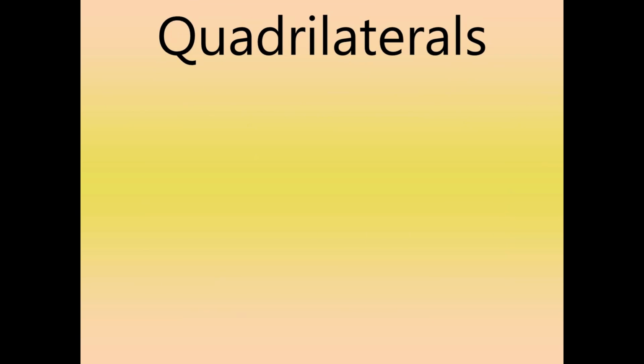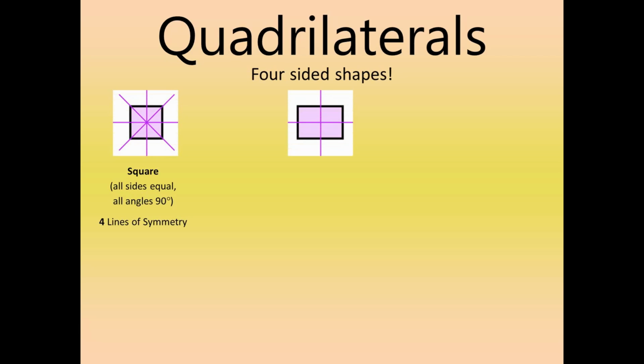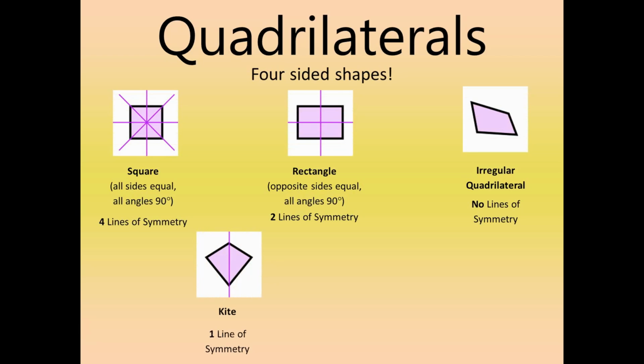Let's talk about quadrilaterals, or 4-sided shapes. With the square, all sides equal, all angles 90 degrees, you have 4 lines of symmetry. Here is a rectangle. Opposite sides are equal and all angles are 90 degrees. You end up with 2 lines of symmetry. Here we have an irregular quadrilateral. We have no lines of symmetry in that. A kite will have 1 line of symmetry. And a rhombus will have 2 lines of symmetry.